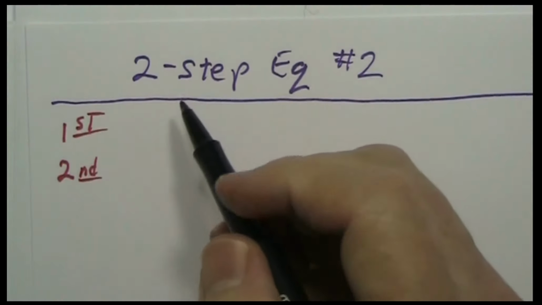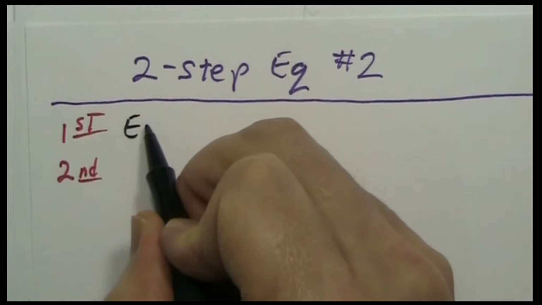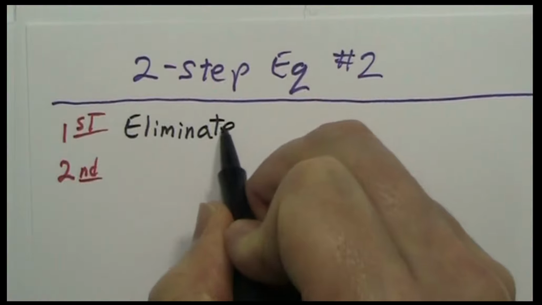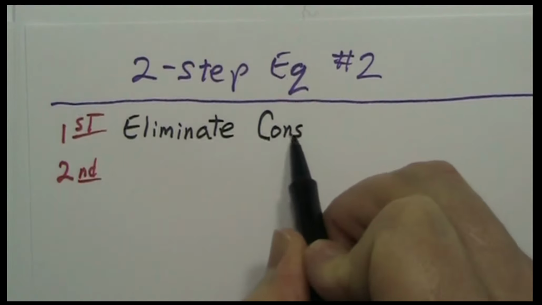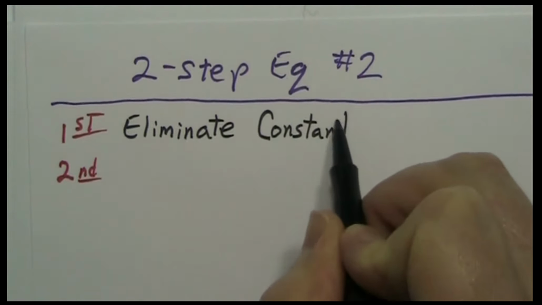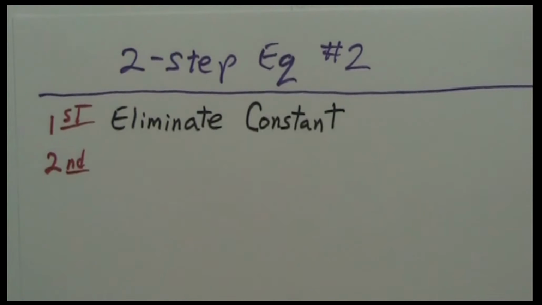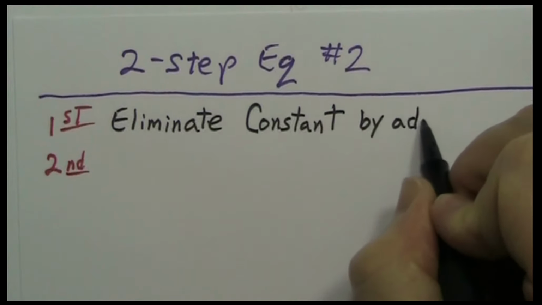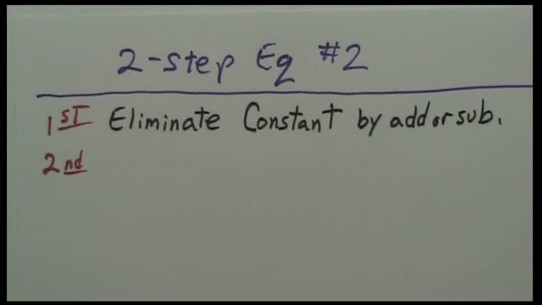All right, so it's 2 steps. Our first step, the first thing we're going to do is eliminate. That means to get rid of. Eliminate the constant. That's our first step. And remember, to do that, that's either by adding or subtracting.